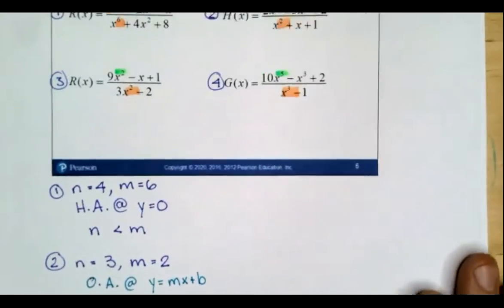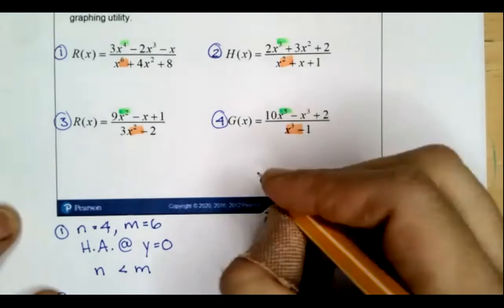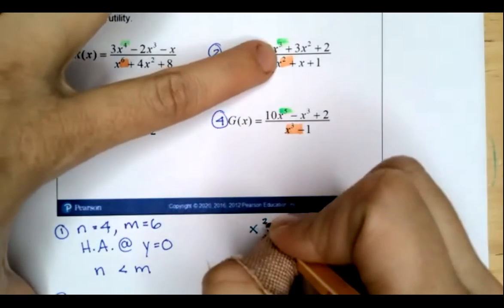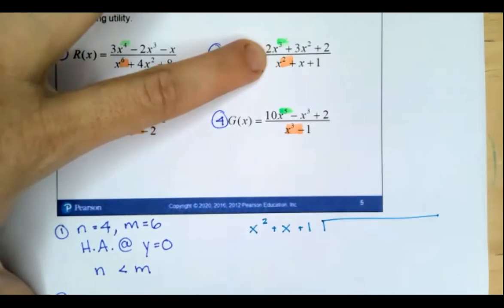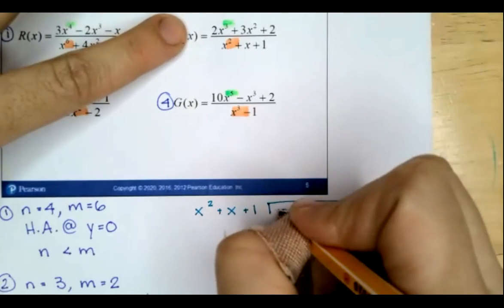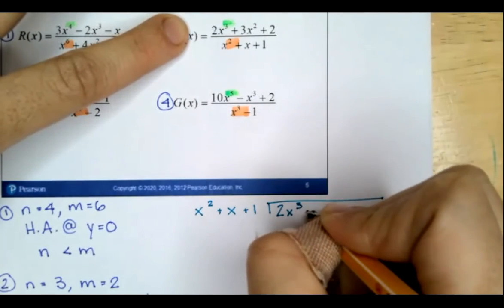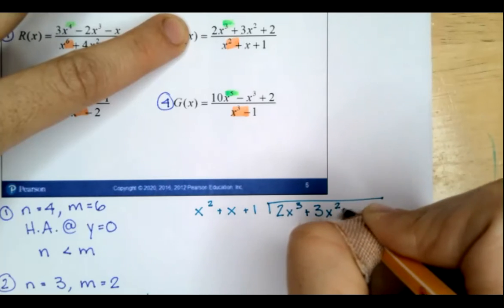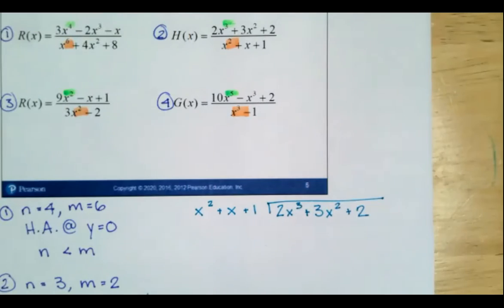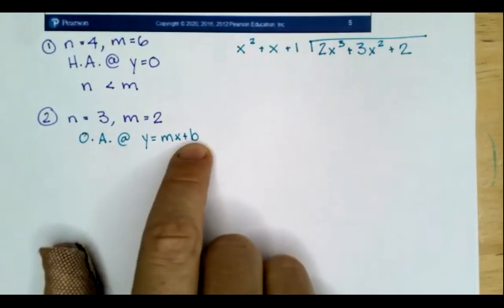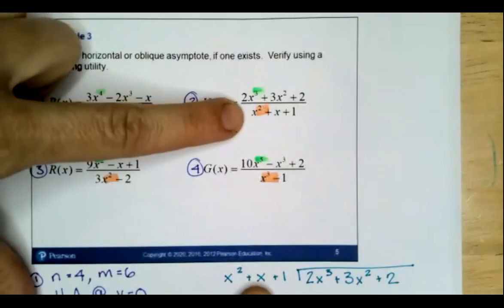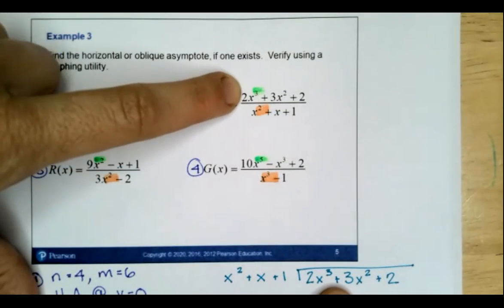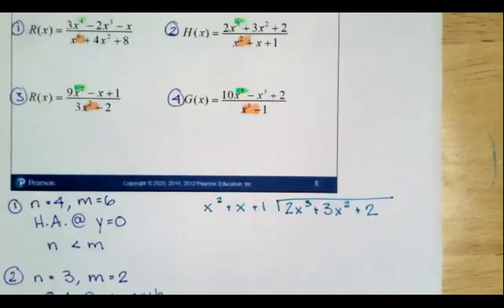What I need to do here is put x squared plus x plus 1 and 2x to the third plus 3x squared plus 2, and I'm going to do this long division. I know it looks crazy, but you don't have to do it very long. You just have to get 2 terms, right? You just need m and b out of here. The way I got this was I copied the denominator first and then the numerator, and I'm going to divide the numerator by the denominator.